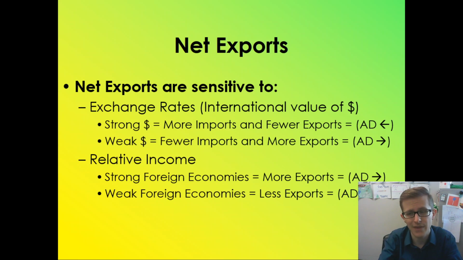And then relative income. There's a pretty heavy correlation between the two here. So strong foreign economies will mean more exports, making aggregate demand go to the right. For example, the euro area compared to the United States is a strong foreign economy, and we'll have a lot of exports to them. Whereas a country like South Sudan, we've talked about them before with their $300 real GDP per capita, we're going to export less to them because they simply can't afford to buy anything from us. So it just depends.